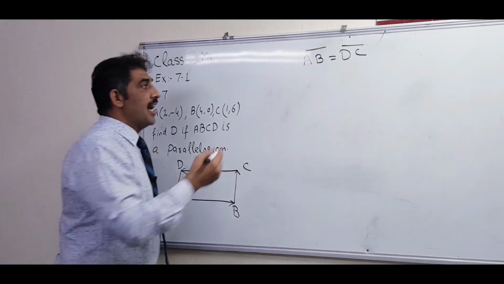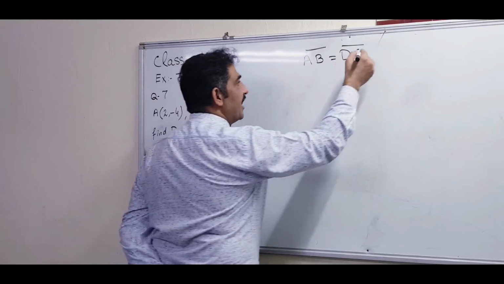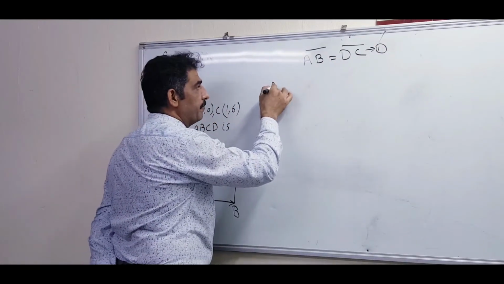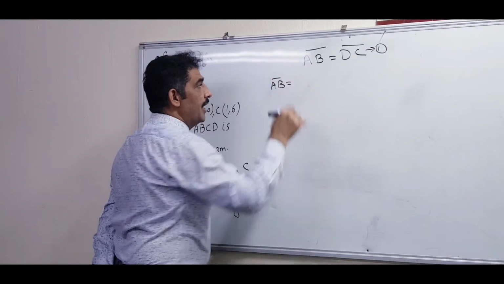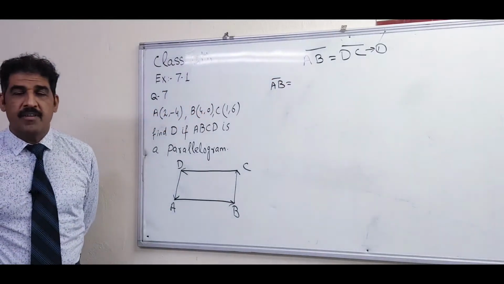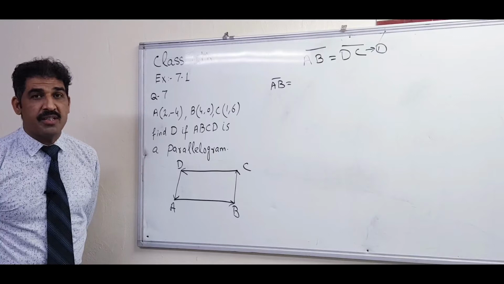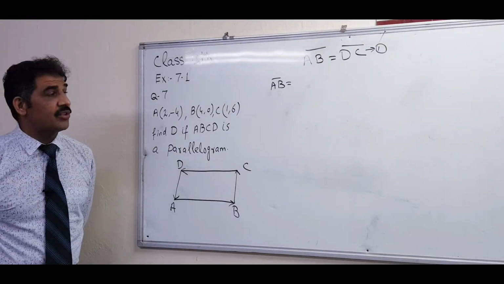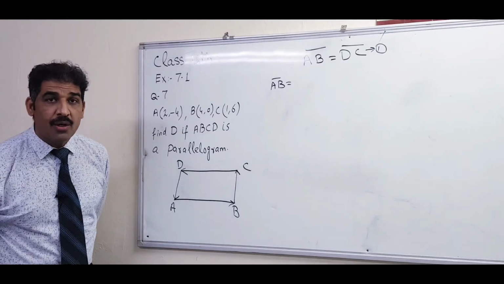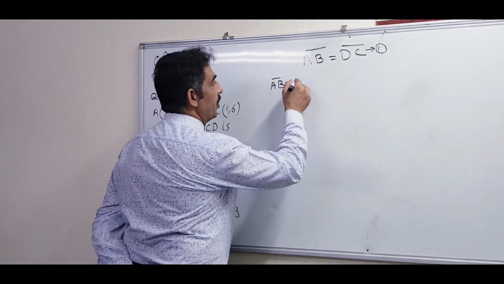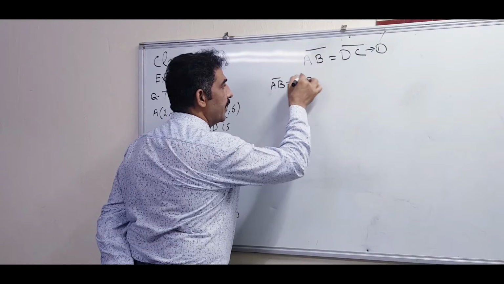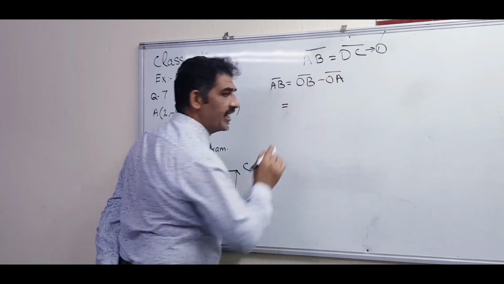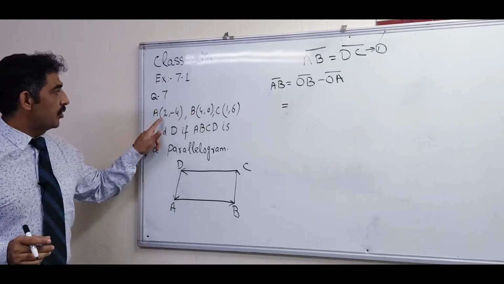We will write that as equation number 1. First of all, we have to find AB. How to find AB? We have already solved this in question number 4 and question number 5. So AB is equal to OB minus OA. Here I will write directly the values of OB and OA.